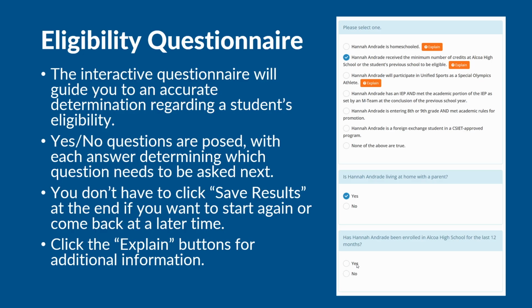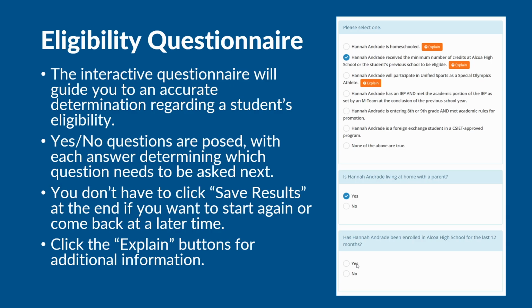So if there's a question you're not sure about, or you don't think that the answer at the end is the correct answer, you want to come back to it later, you don't have to click Save Results at the end. If you want to start again later, come back at a different time, you can do that. Once you hit Save Results, that's going to lock it in, and that's going to require action from the state office in order to clear that out for you to re-answer the questions.